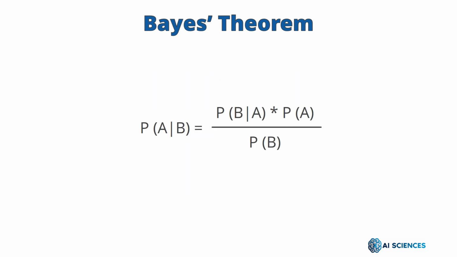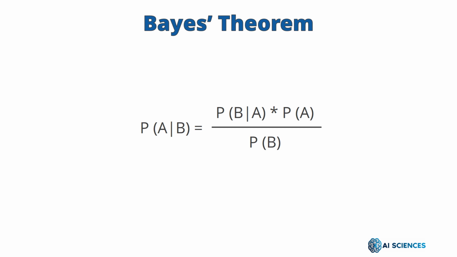Okay, this is our Bayes theorem, that is probability of A given B is equal to probability of B given A times probability of A divided by probability of B. Now it sounds a bit weird, but don't worry, I'll explain all this notation step by step. Now let's get back to the example first.